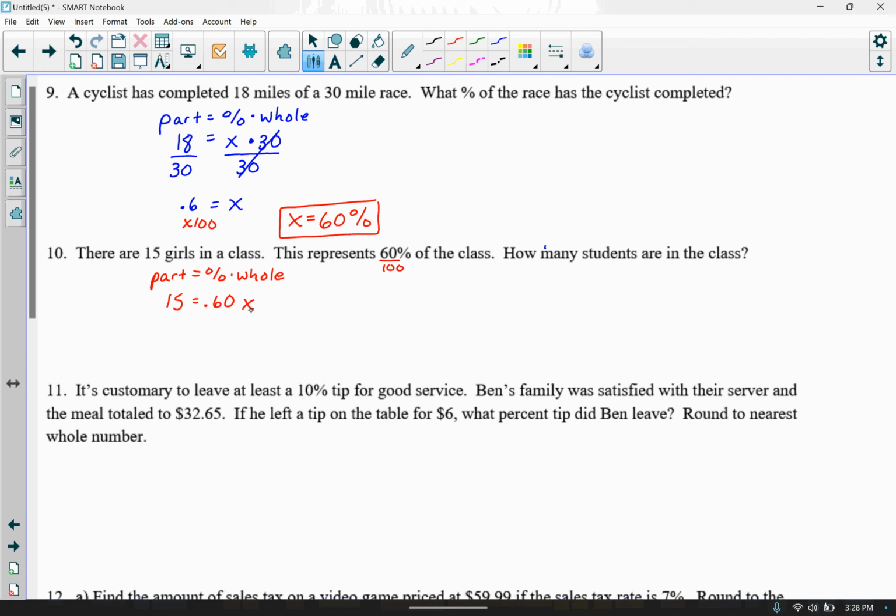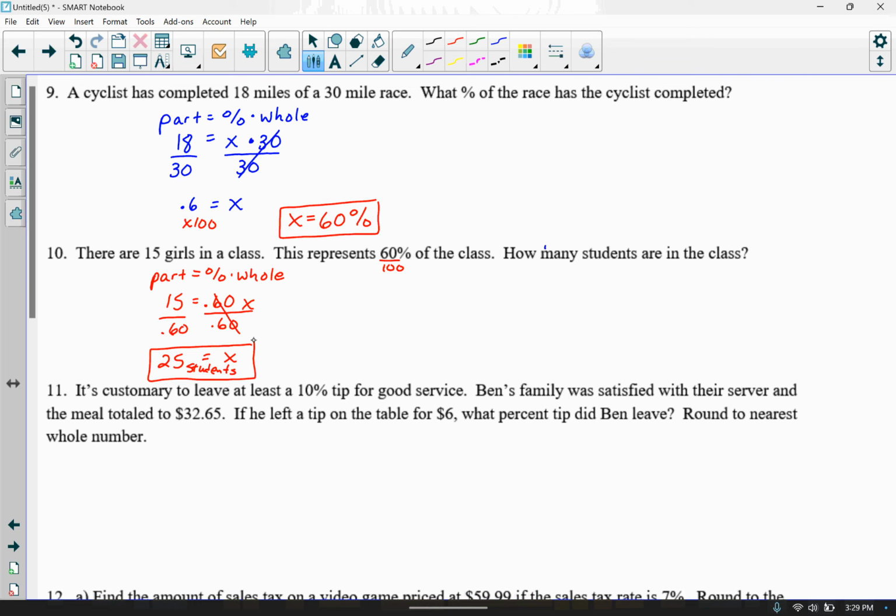This is 0.60 times X. To get that X all by itself, undo that multiplication, so divide both sides by 0.60. Cancels out there. When you do that division, you should land at 25. So there would be 25 total students then in the class.